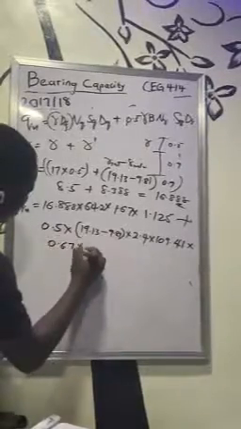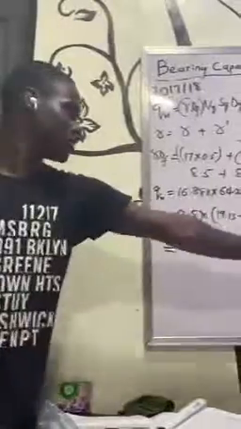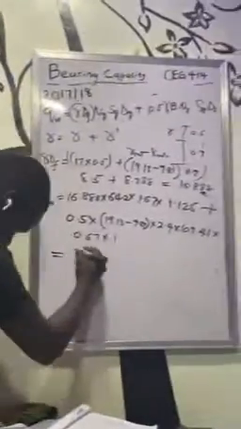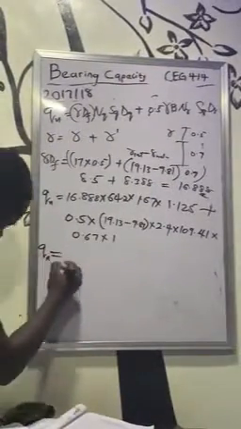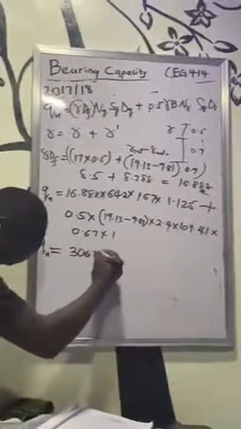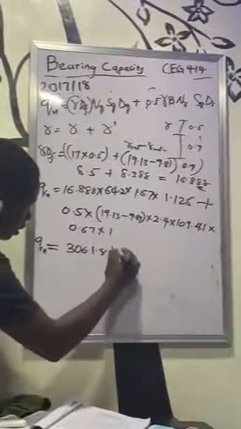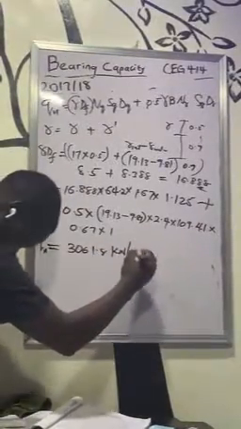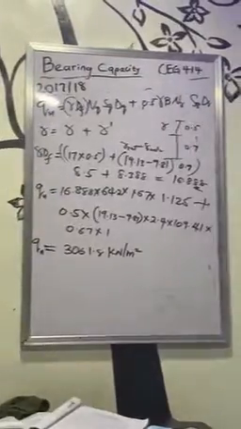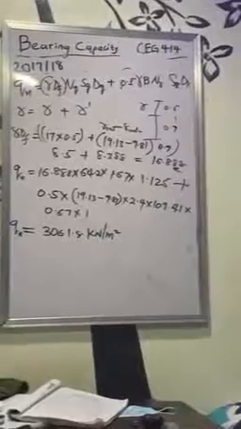So at the end of all these, the answer of Qu will be equal to 3061.8. Is it factor of 6 we are looking for here? What are we looking for? We're looking for the allowable capacity. Okay, no factor of 6 yet. We are still proceeding.